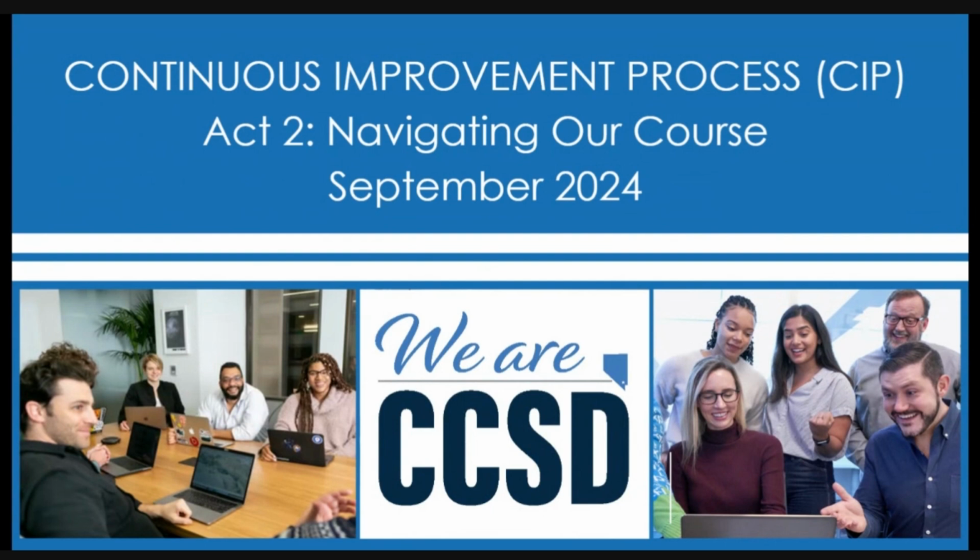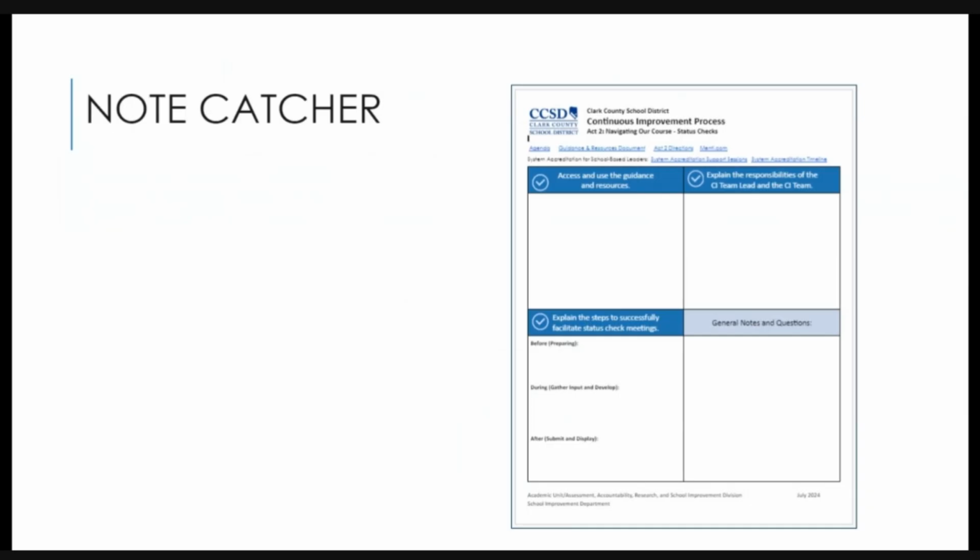In today's session, we're going to be exploring Act 2, where CI teams evaluate progress to identify any needed course corrections and to share progress updates with the broader school community. We invite you to utilize the note catcher as a place to take notes and write down questions as we progress through the presentation. We will ensure you have your questions answered before you leave here today, and that note catcher is pinned in the chat.